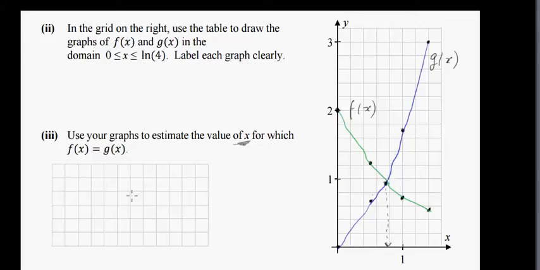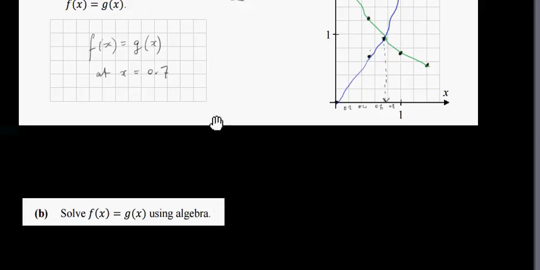So let's say, I mean this is 0.2 here. This is 0.4, this is 0.6, this is 0.8, so it's just a little bit over 0.7 here. So let's just put down f of x is equal to g of x at x is equal to, let's say, 0.7 here. Okay, but you get the idea of how to do it anyway. You just look at where the two graphs intersect and read off the x value.